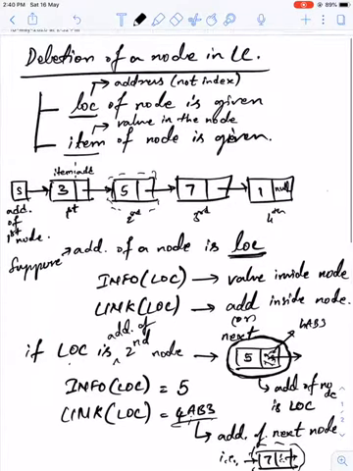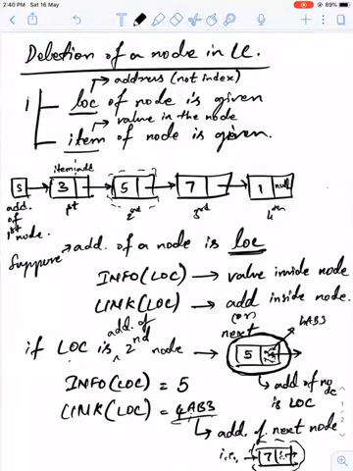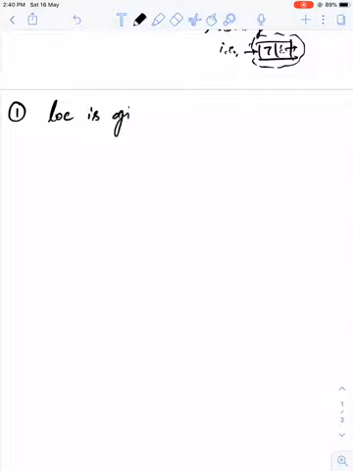Okay, now we will look at each of these. There are two types of algorithms which we'll write. First algorithm is for when the location of a node is given. Second one, when the item of the node is given. First, location is given. We'll take the similar example now.